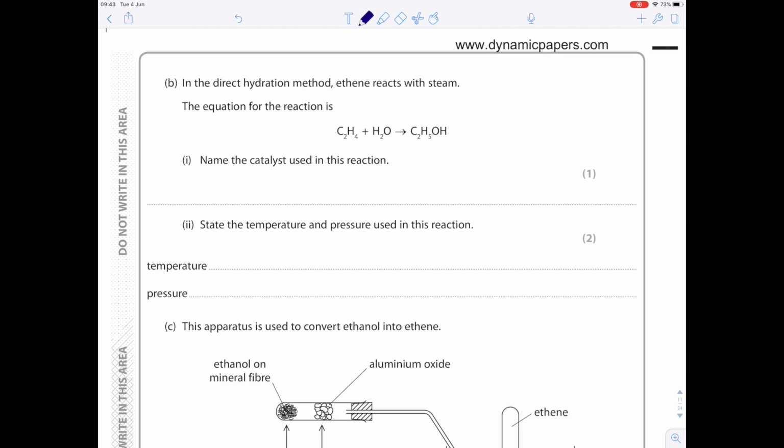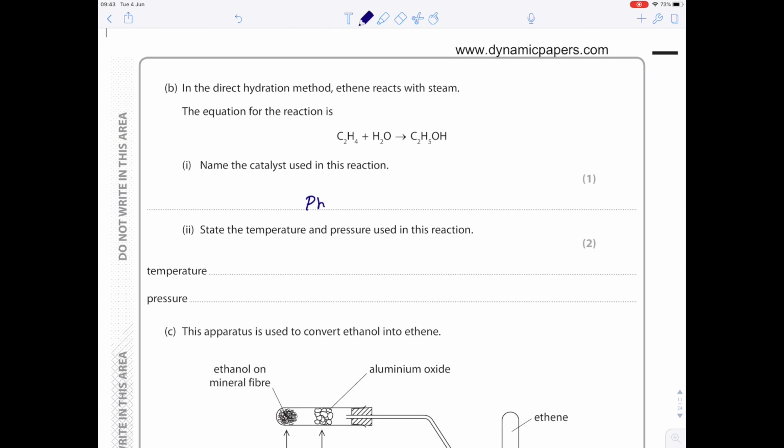In the direct hydration method, ethene reacts with steam. The equation for this reaction is ethene plus water forms ethanol. Name the catalyst used in this reaction. That is something you just learn off by heart, and that's phosphoric acid. State the temperature and the pressure used in this reaction. Wow, this wants a lot of detail. That's 100 degrees Celsius and 60 atmospheres.